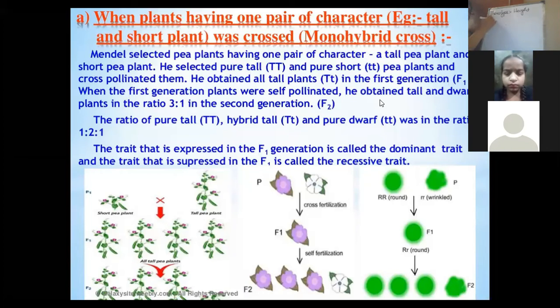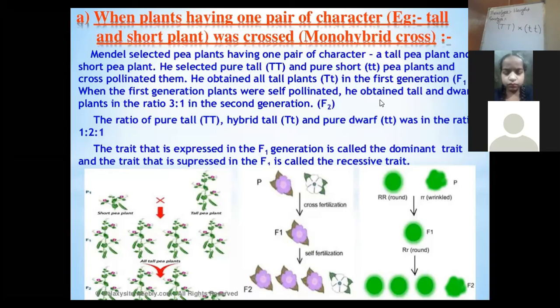So the genotype will be for the height. For height, either the plant will be tall or it will be short. So for that, what he took was the pure or homozygous tall and homozygous dwarf or short. Homozygous means where both the genes are the same.